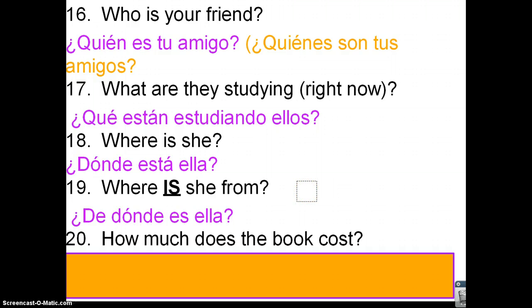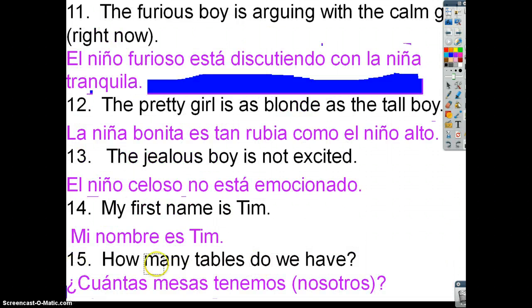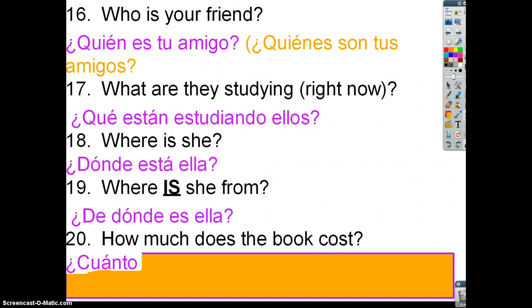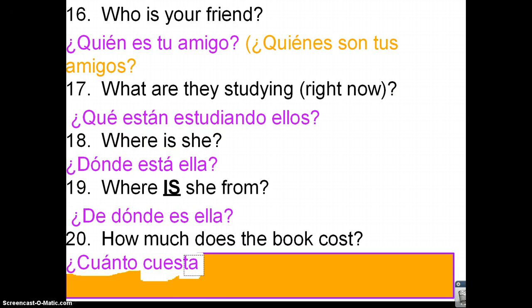Number 20, how much does the book cost? In the previous question over here, 15, how many tables do we have? How many is cuántos or cuántas? But if you're saying how much, it's just cuánto. How much does the book cost? To say does, you just put question marks around the sentence. So we're just going to take the verb to cost, which is costar. On your note card, that's an O to UE stem changer. I'm conjugating it for the book. So cuánto cuesta. Where do subjects go in questions? At the end. What's the subject of this sentence? It is the book. How much does the book cost?